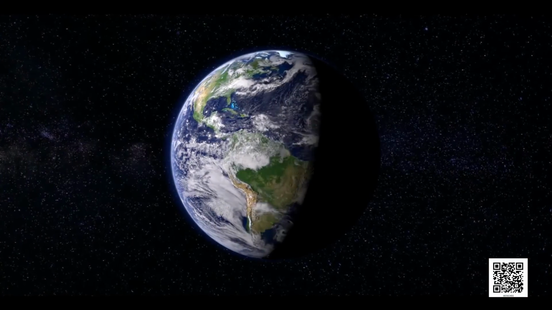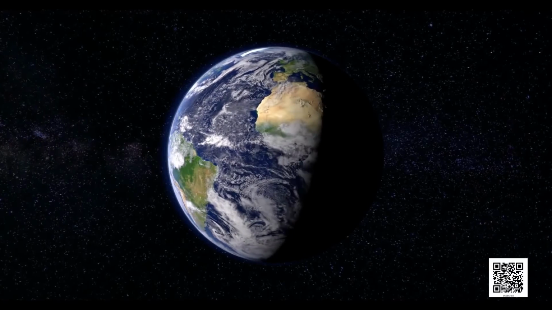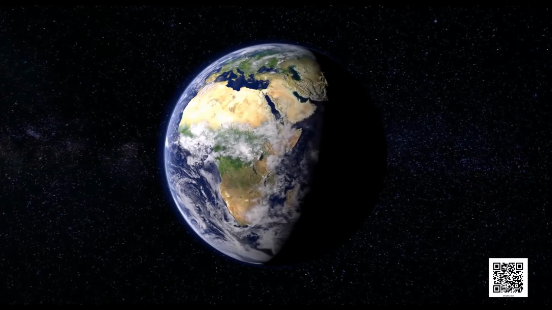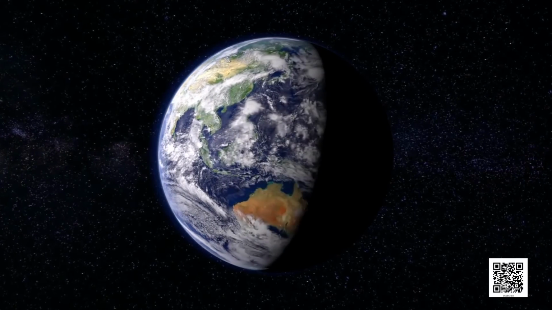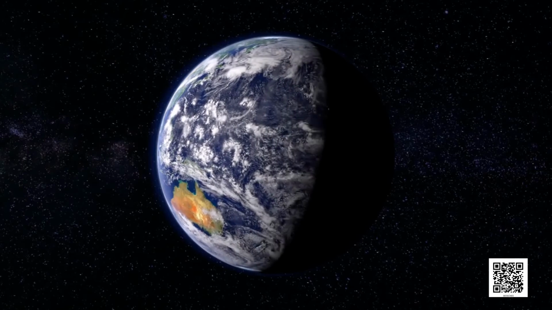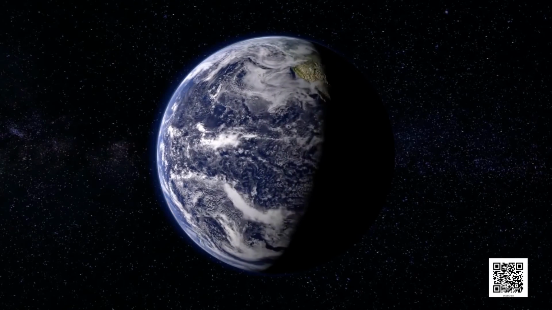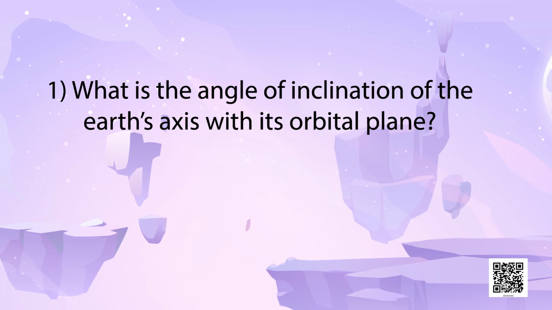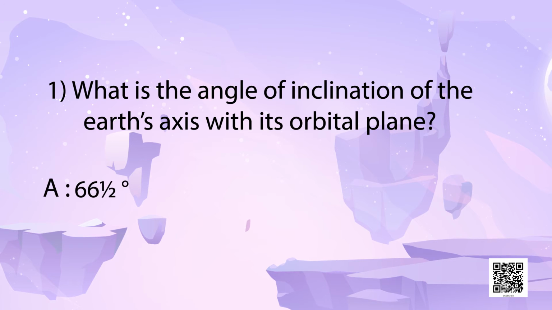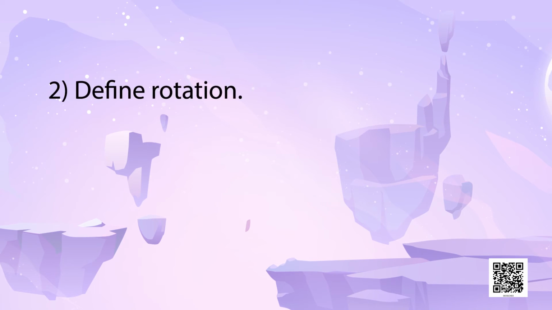Thus, you find that there are days and nights and changes in the seasons because of the rotation and revolution of the earth respectively. Students, let's do the exercise of this chapter to check our knowledge of what we have learned so far. Answer the following questions briefly. Question number 1. What is the angle of inclination of the Earth's axis with its orbital plane? Student, answer is 66.5 degrees.